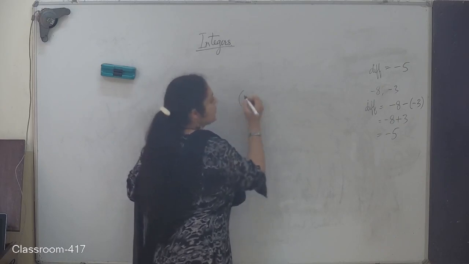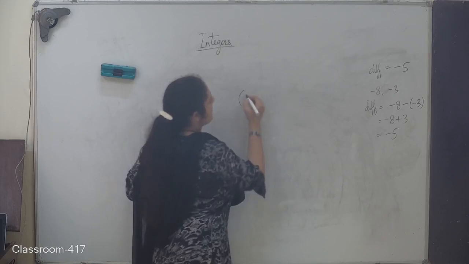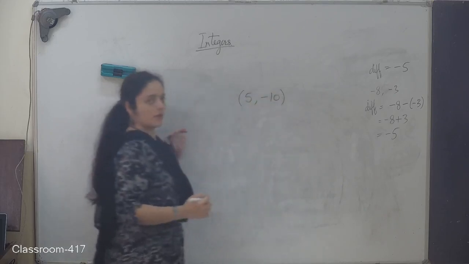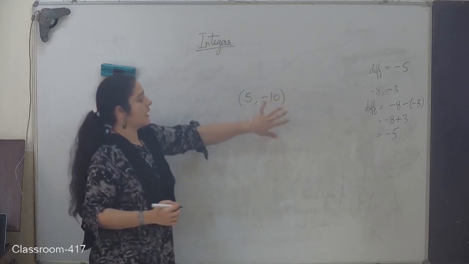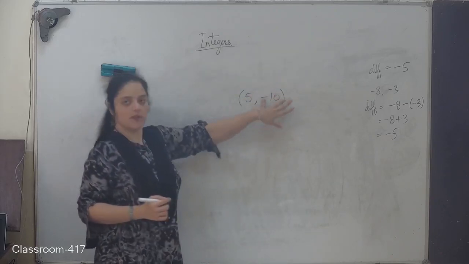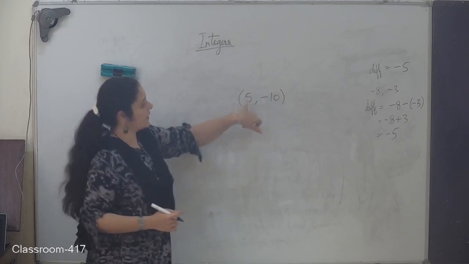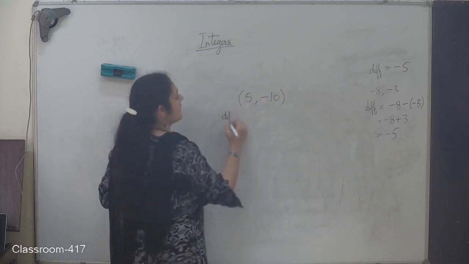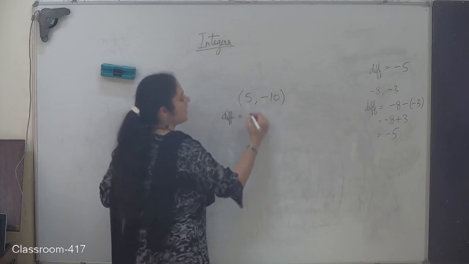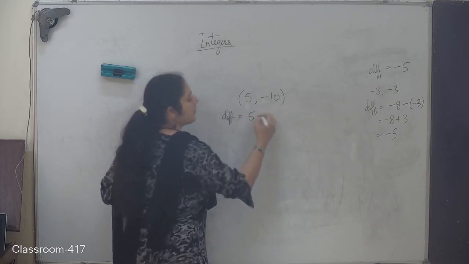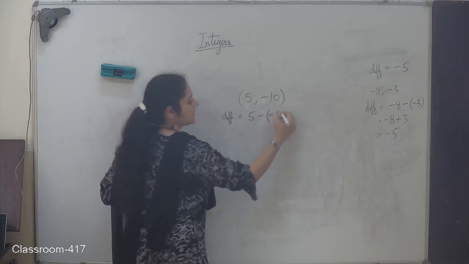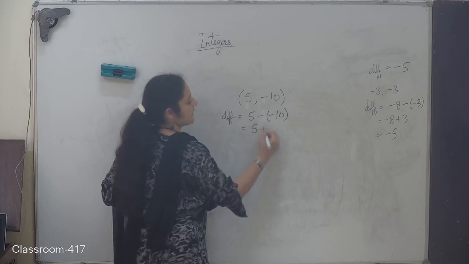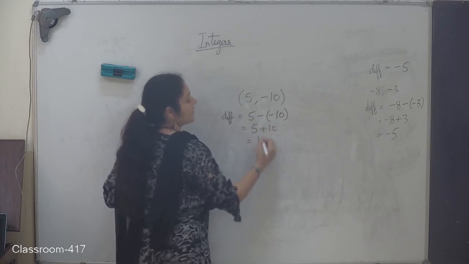Let's try. I think the difference is 5 and minus 10, supposing. Because I want a negative answer, I've taken the bigger number as negative and I will subtract, so I've taken 5. Now let's see, if I want to find out the difference, I'll write the first integer minus the second integer, this becomes 5 plus 10, which becomes 15.